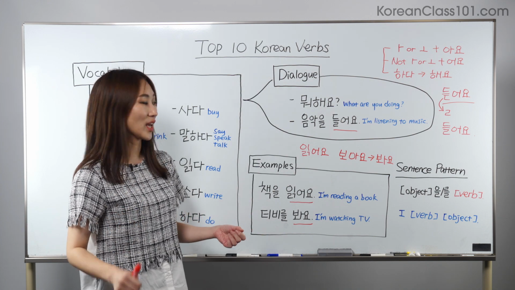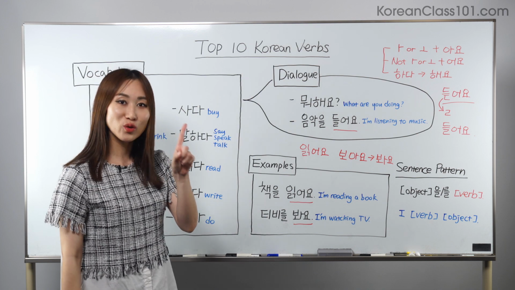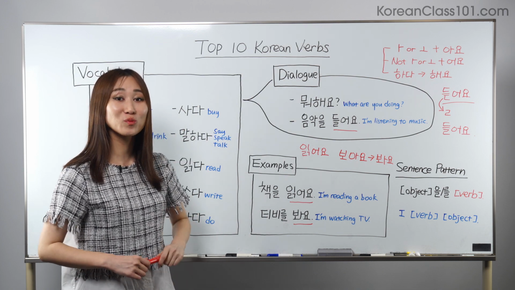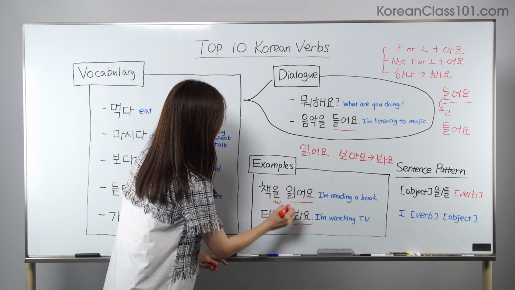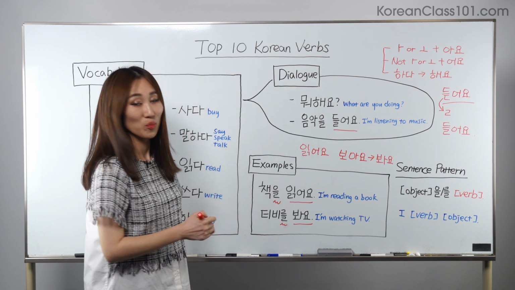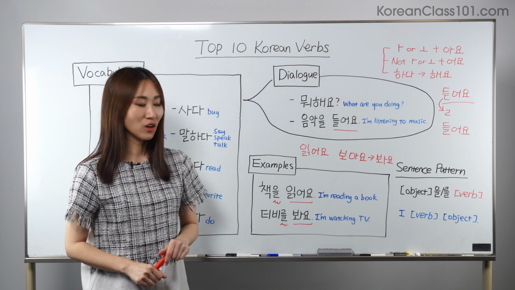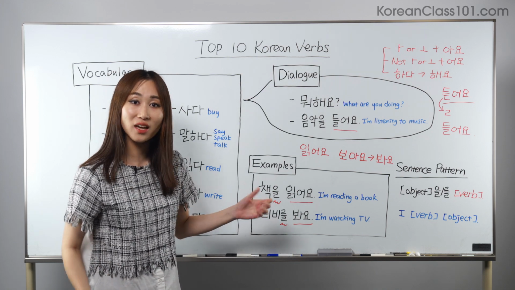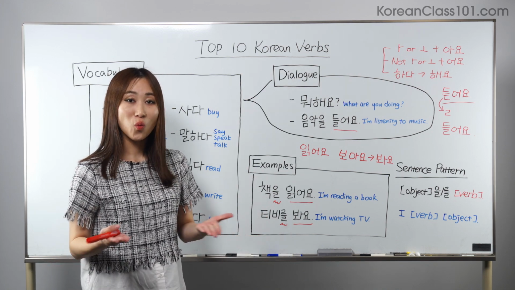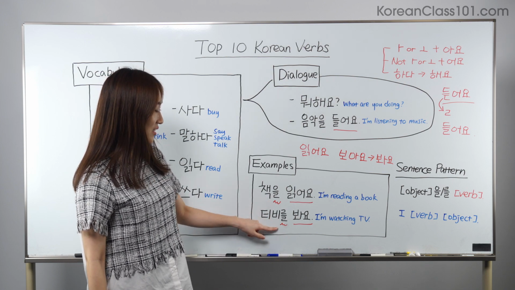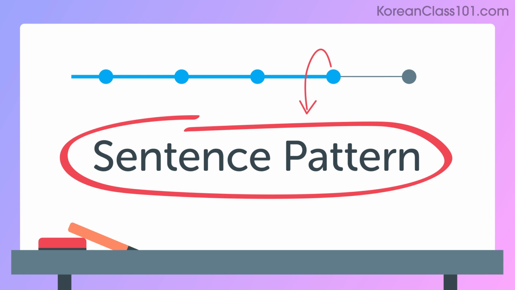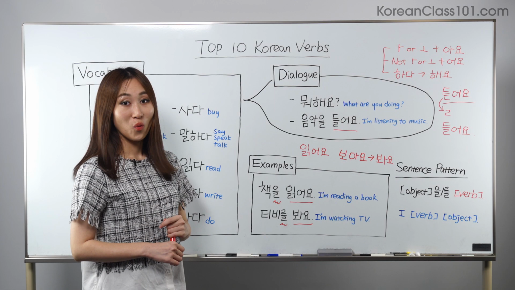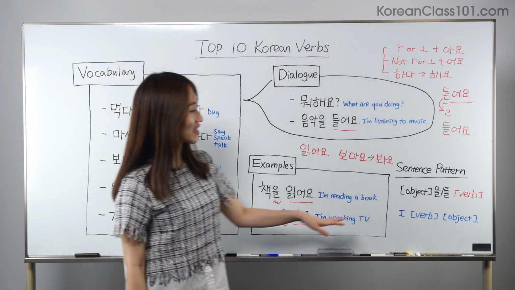So either is okay. Oh, have you noticed something? I said object marking particle, right? 을, 를, both of them are object marking particles. But they look different and they sound different too. Why? So let's look at the sentence pattern.